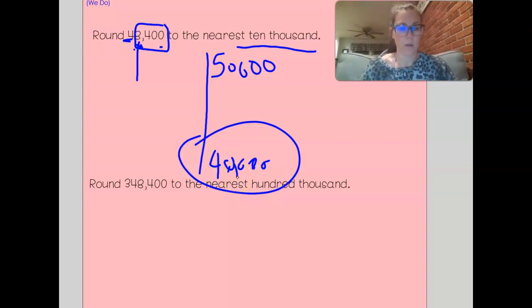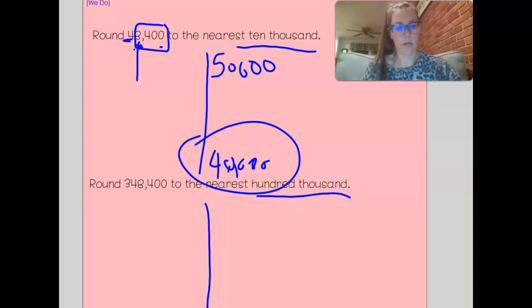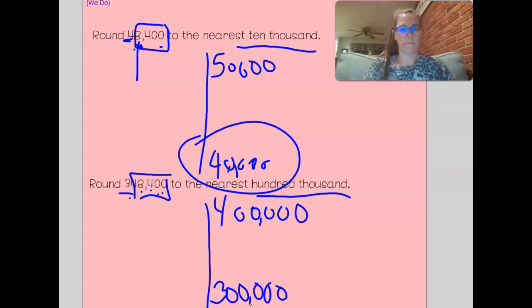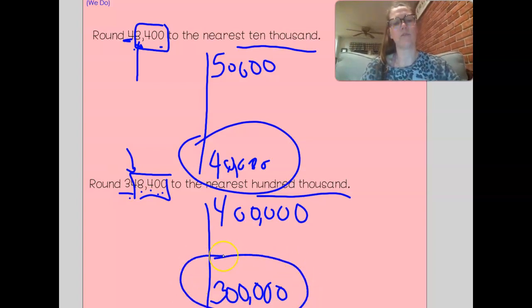Okay, let's try the other one. 348,400, round to the nearest 100,000. Draw a number line. All right, what place value? 100,000. Find the digit in the 100,000's place and underline it. Box everything else behind it. What digit do we write? 3 on the bottom, 4 on the top. How many digits are in the box? 1, 2, 3, 4, 5. So, what are we going to do now? Look at the first digit in the box, which is a 4. Which way do we go? 4 or less, let it rest. We're going to round to 300,000.